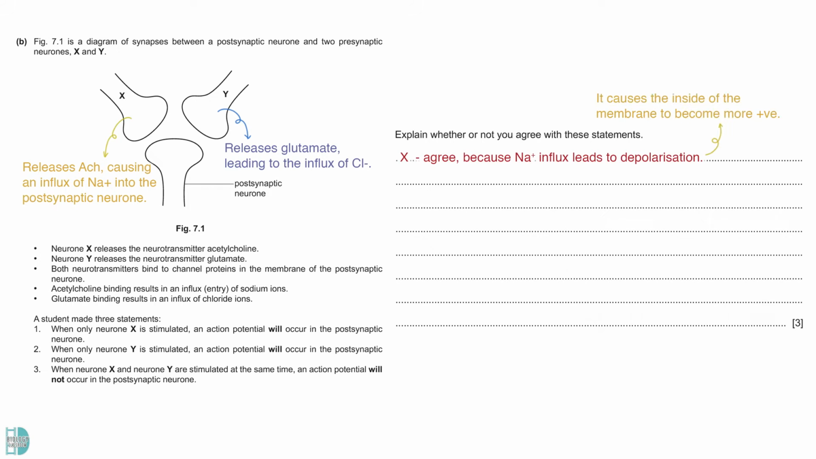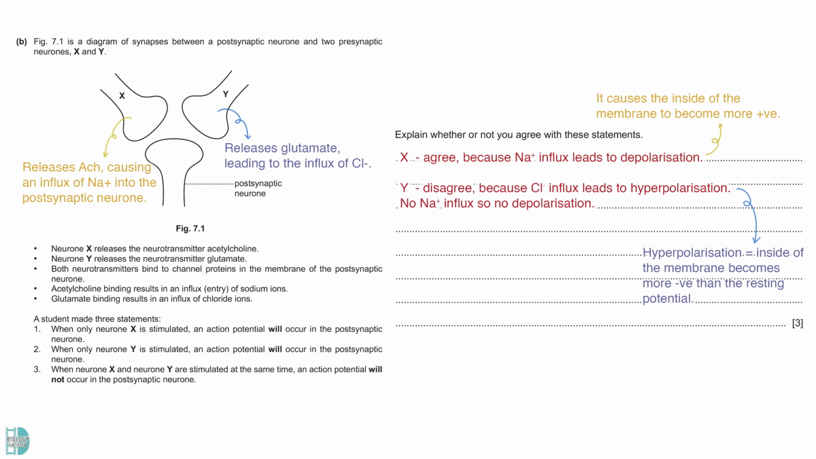1 is a correct statement. Sodium ions influx causes the inside of the membrane to become more positive. This leads to depolarization. 2 is not true. Chloride ions are negatively charged. Their influx causes the inside of the membrane to become more negative. When it is more negative than the resting potential, hyperpolarization occurs.